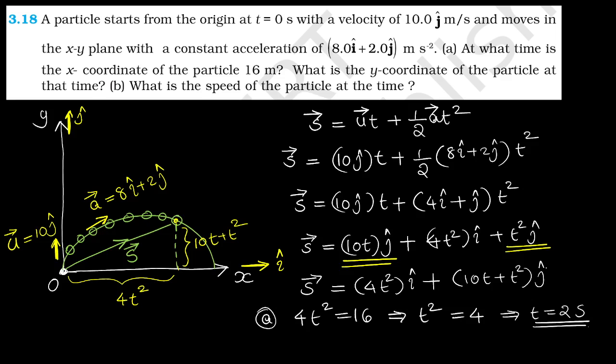What is the y coordinate of the particle at that time? Let me write here. What is the y coordinate? 10t plus t square. At that instant, the y coordinate is 10t plus t square. t is 2 seconds, correct? At this instant, what is the y coordinate? t equal to 2 seconds. 24 meter. When the x coordinate is 16 meter, the y coordinate will be 24 meter.